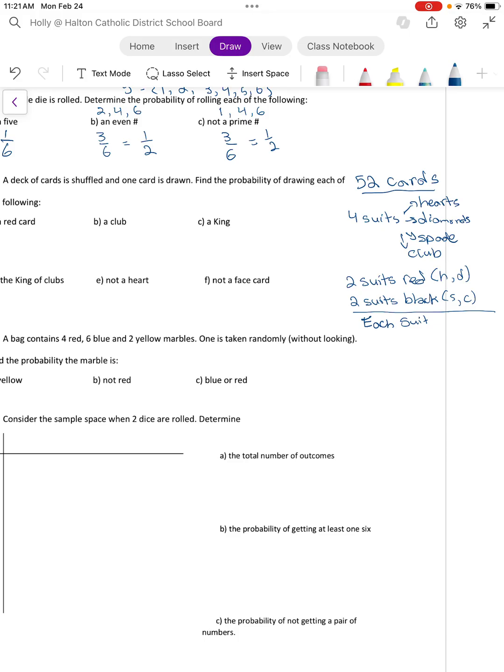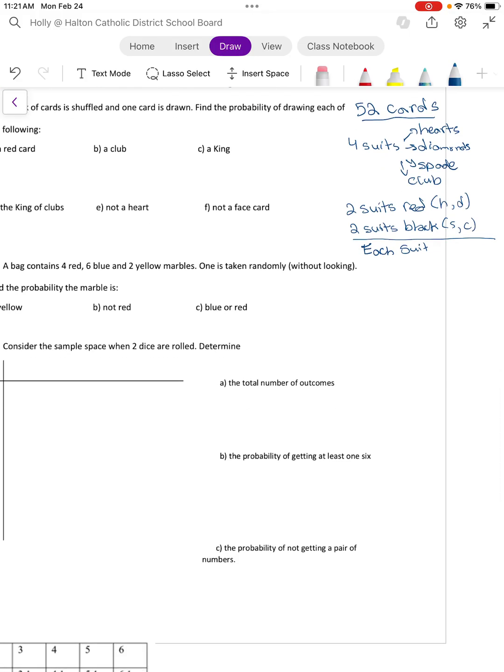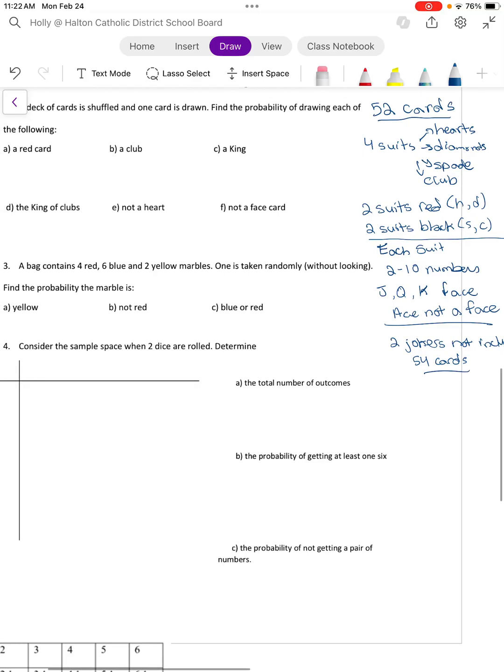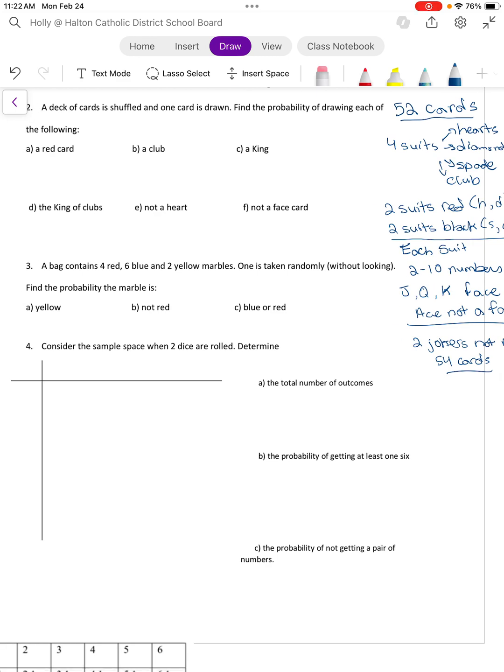And then each suit, there's lots of little pieces of information here and ways we can ask about probability in cards. You have 2 to 10 numbers. You have Jack, Queen, King that are faces. The card that's an ace is not considered a face. And 2 jokers, not normally included. If they were included, you would have 54. So that's not normally included. So that's there on the side. I'll post a visual for you guys to help.